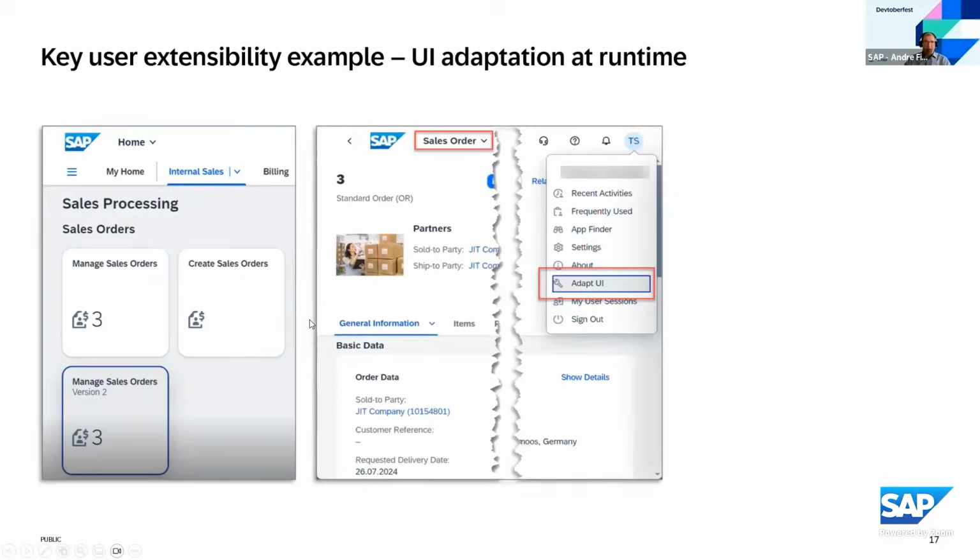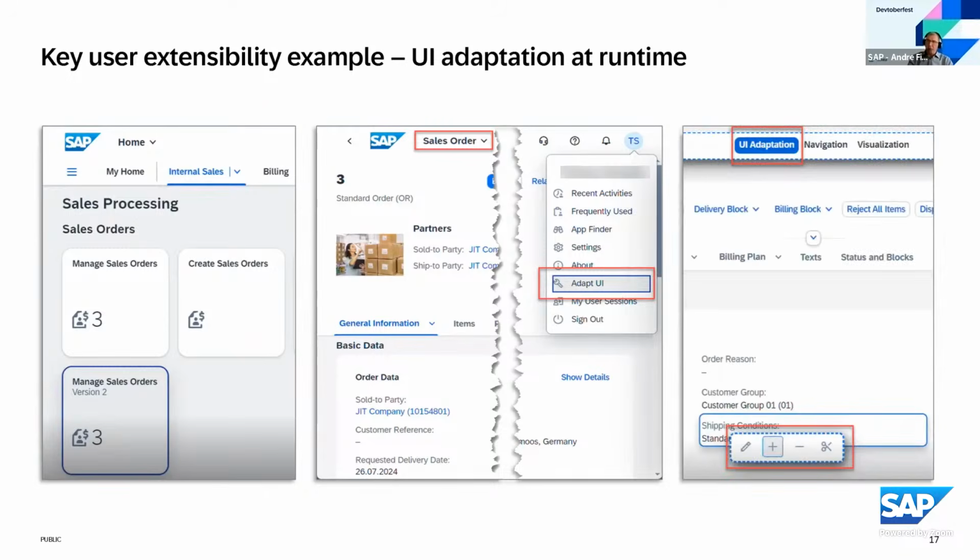Once you have started it, you may open a single sales order. And then there is the option to choose from the context menu the option Adapt UI. This will then start this UI adaptation mode. In that UI adaptation mode, you can do different things. You can maybe move around certain fields. That's the easiest. Or you can add fields to the UI.